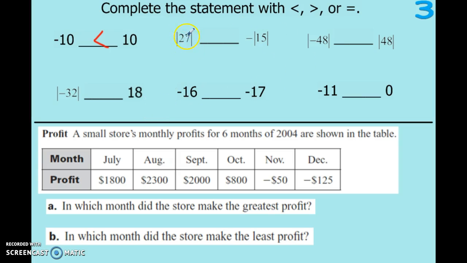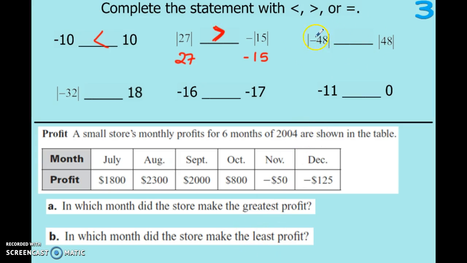This one, 27 goes in the shower clean, comes out clean. On the right side, 15 goes in the shower clean, comes out clean, but then someone threw dirt on them. So comparing those two, 27 has to be bigger than negative 15, so our alligator eats the bigger number.